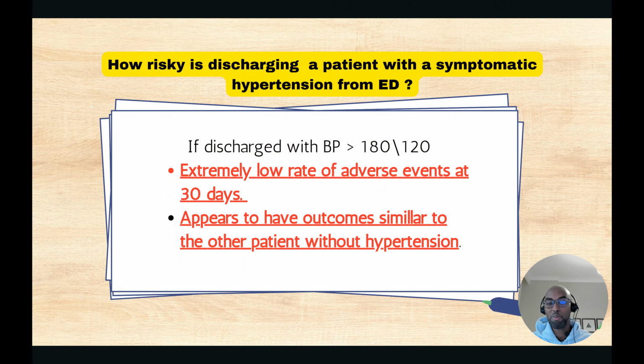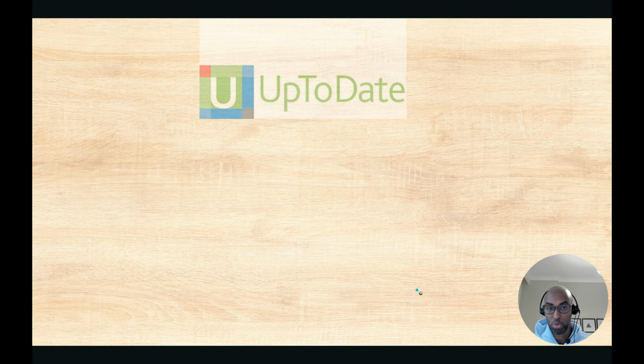And the question for most of the doctors: if you discharge the patient with a number of 180 over 120, can the patient develop some adverse event? Actually, they studied this, and there was an extremely low rate of adverse events at 30 days. So you will discharge the patient on a small dose of antihypertensive medication, and you will ask the patient to have a follow-up. In addition, you will give advice to reduce the salt, encourage oral intake, and do some exercise. All of those things will help the patient, but the outcome appears similar to other patients without hypertension. So nothing to worry about in this case.